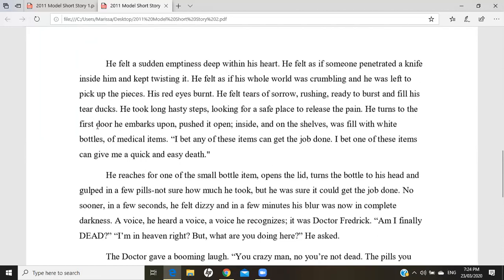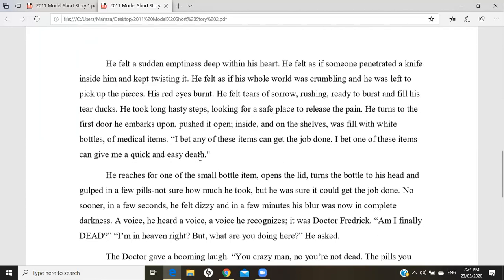He turns to the first door he embarks upon, pushed it open. Inside, the shelves were filled with white bottles of medical items. I bet any of these items can get the job done. I bet one of these items can give me a quick and easy death.